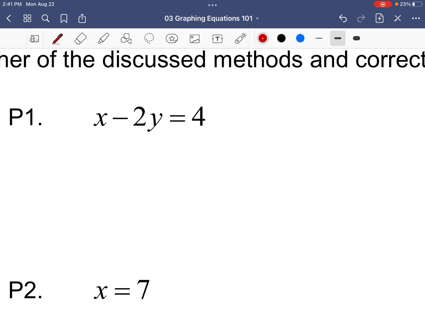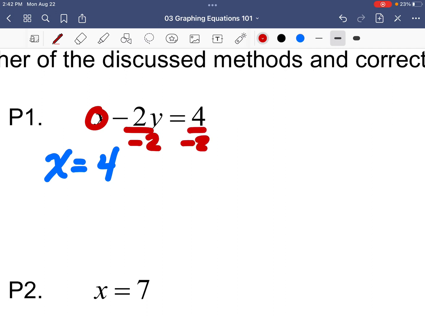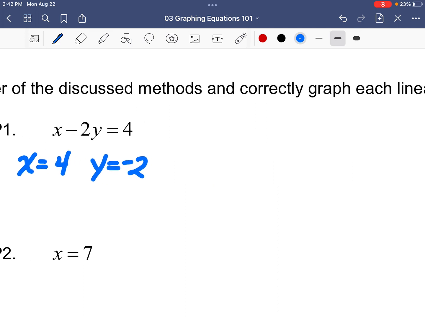All right, how'd you do? Practice 1. It is meant for you to do an x and y intercept. So if you plug a 0 in for y, you get your x-intercept. Now if you plug a 0 in for x, you got to be careful. You get negative 2y equals 4. You want to divide by negative 2. And that's going to be your y-intercept. Make sure you realize it's y equals negative 2.